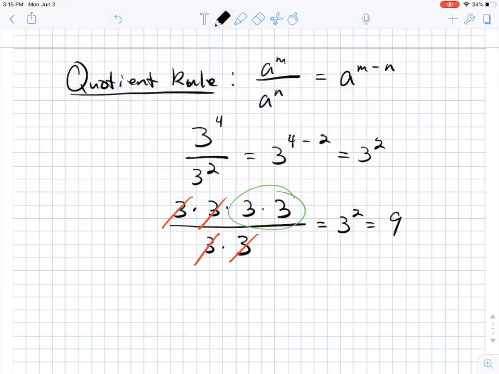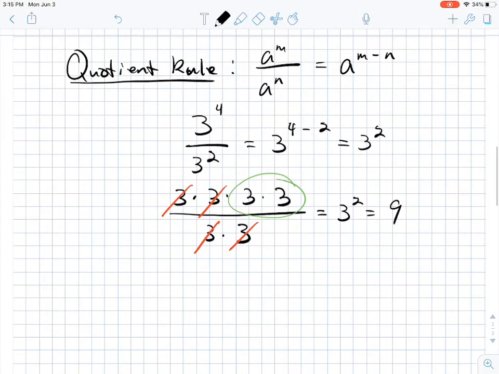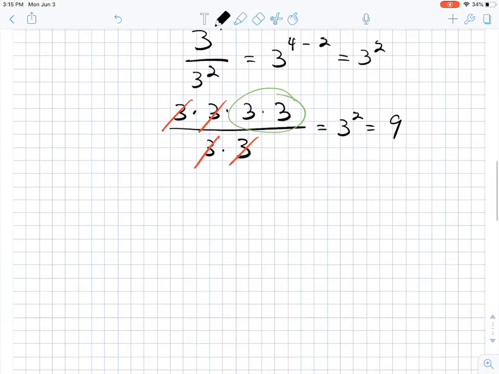Again, we are assuming that we have the same base number. So we cannot have different base numbers for this to work. We have to have the same base number. Okay, that was the quotient rule.